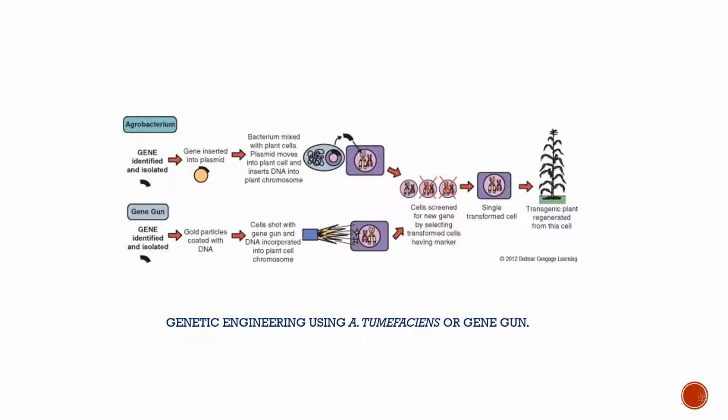It's kind of the same thing with the gene gun, but gold particles are coated with that DNA, and then the cells are shot with the gene gun that we talked about and you've read about, and the DNA is then incorporated into the plant cell chromosome. So it's shot right into it. We're taking out a little bit more of what that process has to go through to then get to that transgenic plant.